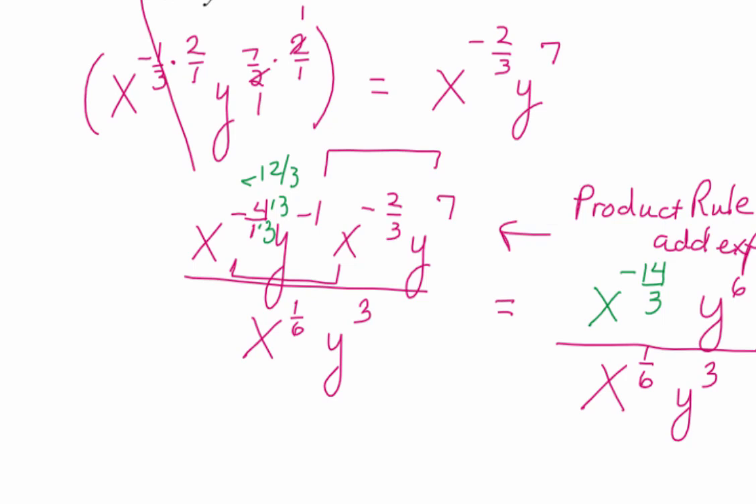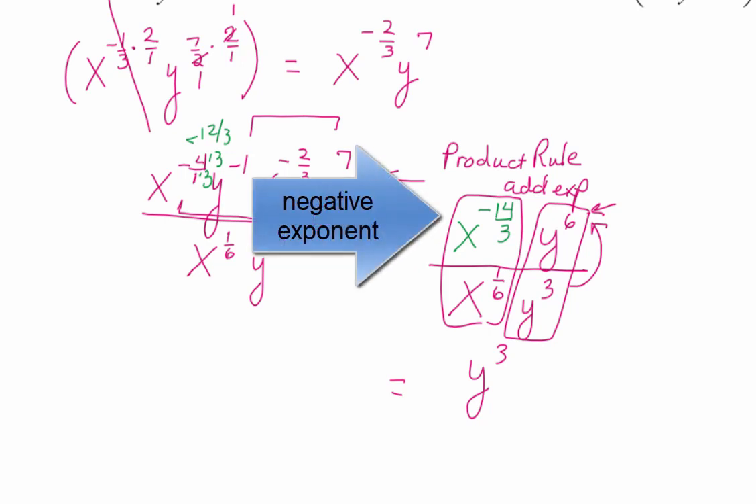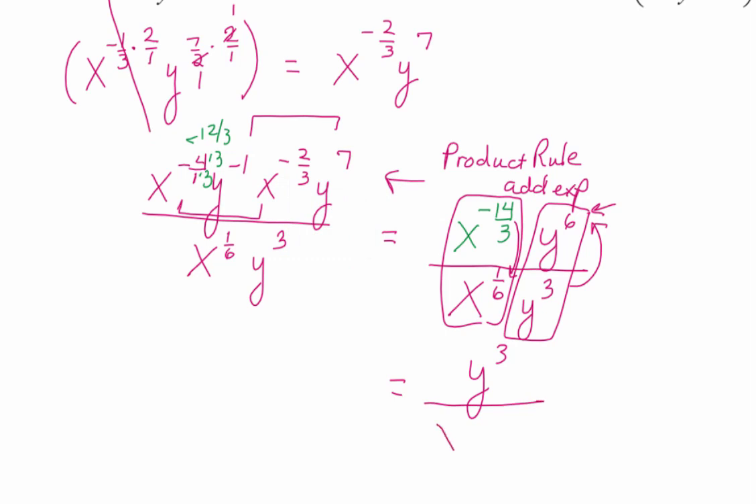So now we have quotient rule with the x's and the y's. And we're going to subtract exponents, and this one's easy, right? So the bigger exponent is here. Subtract up, so that's y cubed. But now look at this guy. This is a negative. So we are going to bring this one down. Okay, so x to the 1/6 minus, subtract a negative 14/3, right?